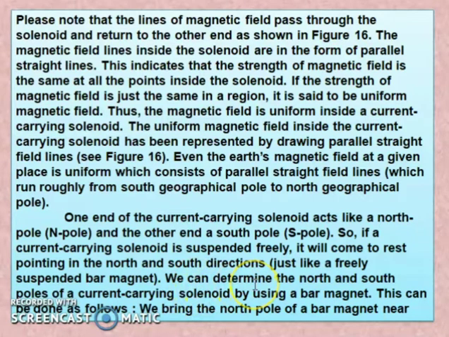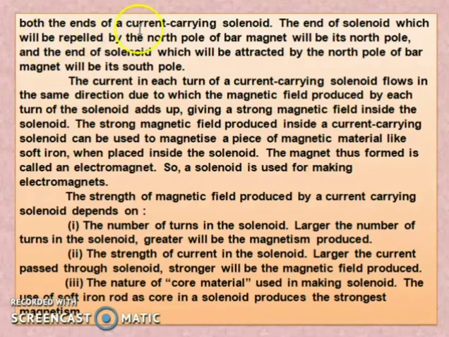So we can determine the north and south poles of the current carrying solenoid by using a bar magnet. How can you find out? Bring the north pole of a bar magnet near both ends of the current carrying solenoid. The end of the solenoid that is repelled by the north pole of the bar magnet will be its north pole, and the other end of the solenoid that is attracted by the north pole of the bar magnet will be its south pole.